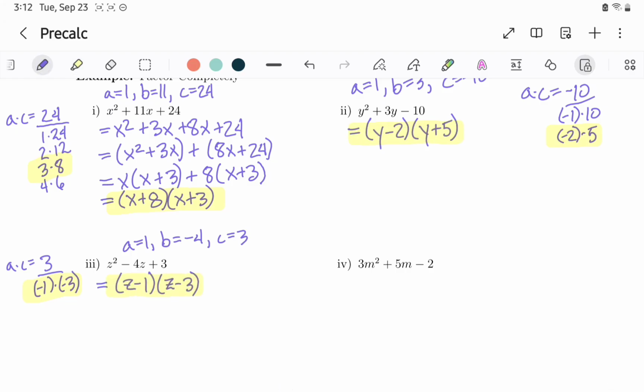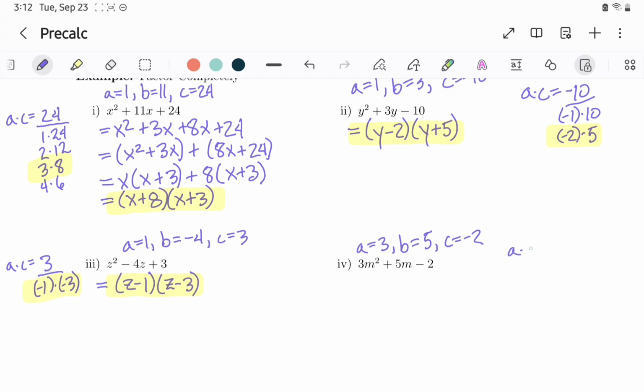All right, and on to our fourth example. So here we have 3m squared plus 5m minus 2. So a is equal to 3, b is equal to 5, and c is equal to -2. So here we won't be able to use the shortcut, so we will have to go back to using the grouping like we did in the first example.